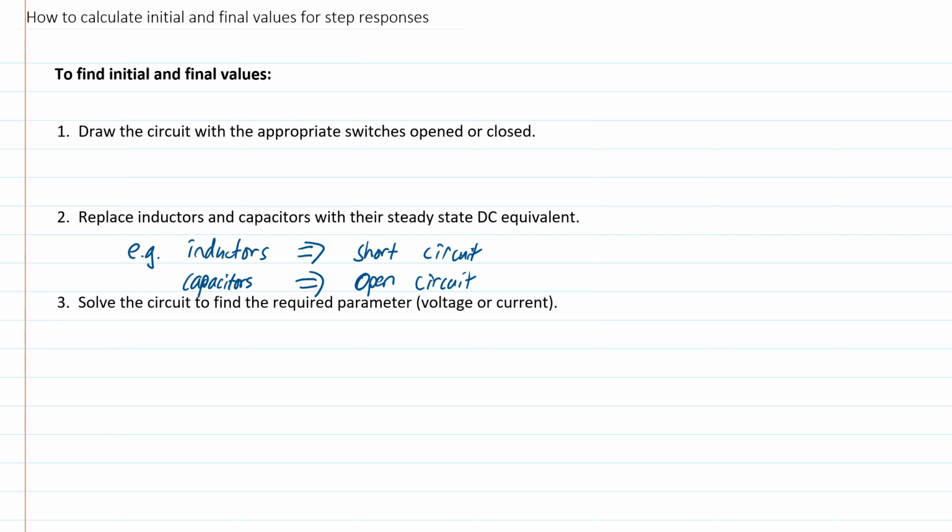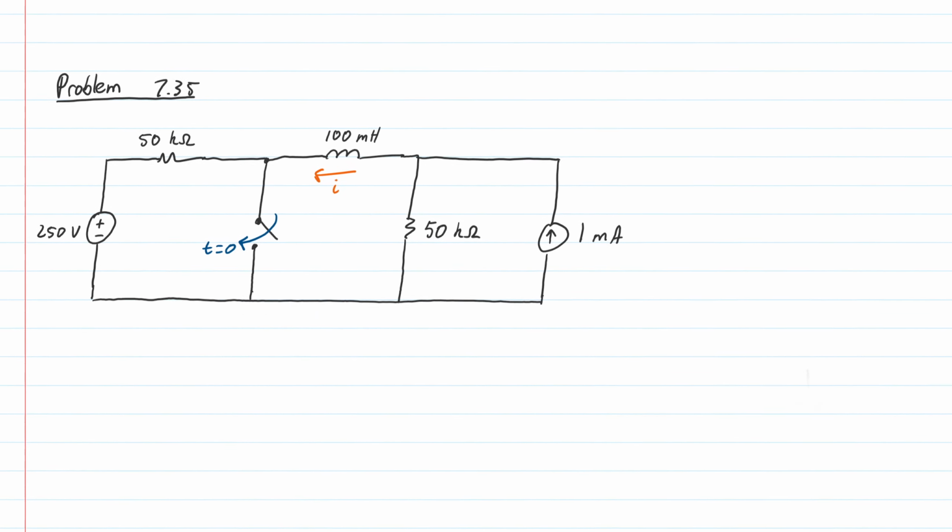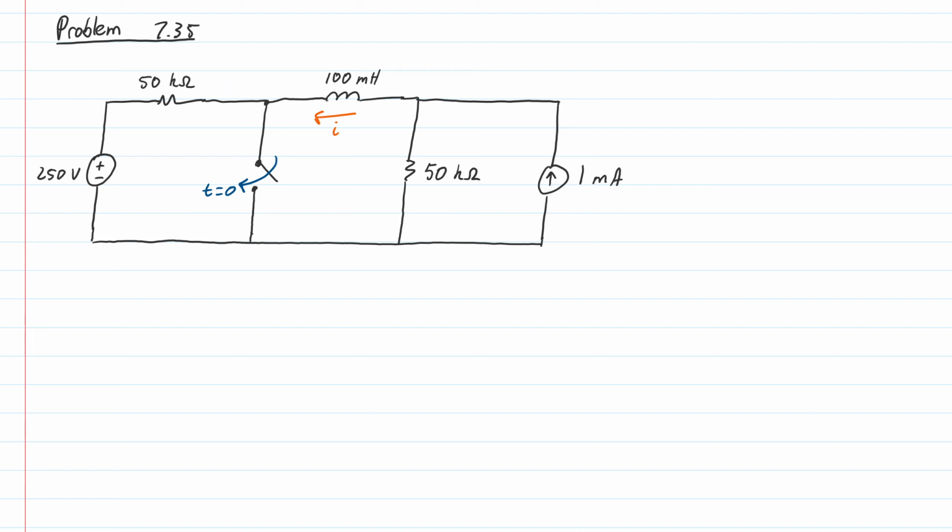And then we solve the circuit. So we use the analysis methods that we've already learned about in this class. So let's have a look at an example. This one is problem 7.35 from the textbook. It asks us to solve for the current that is flowing in this inductor as a function of time. And we have a switch here which will close at t equals 0.